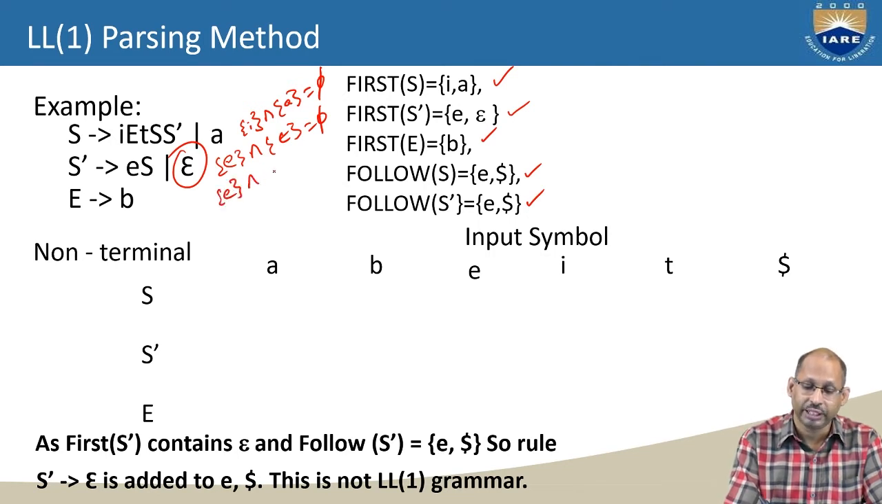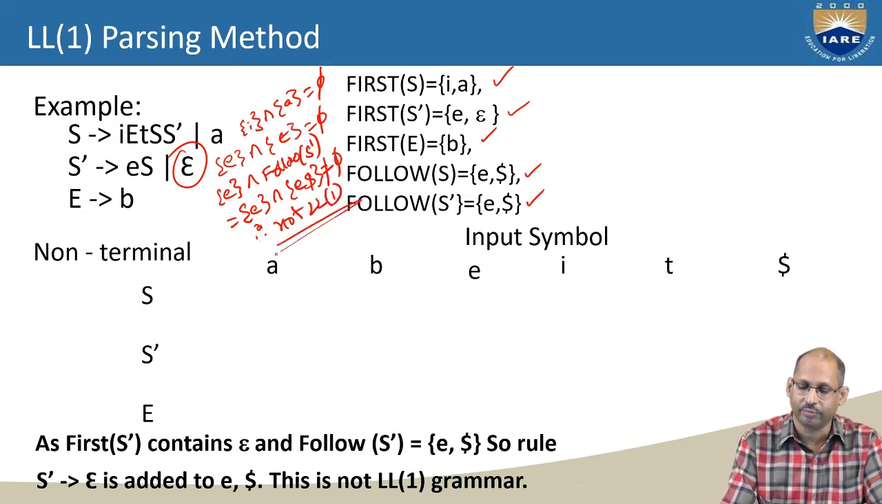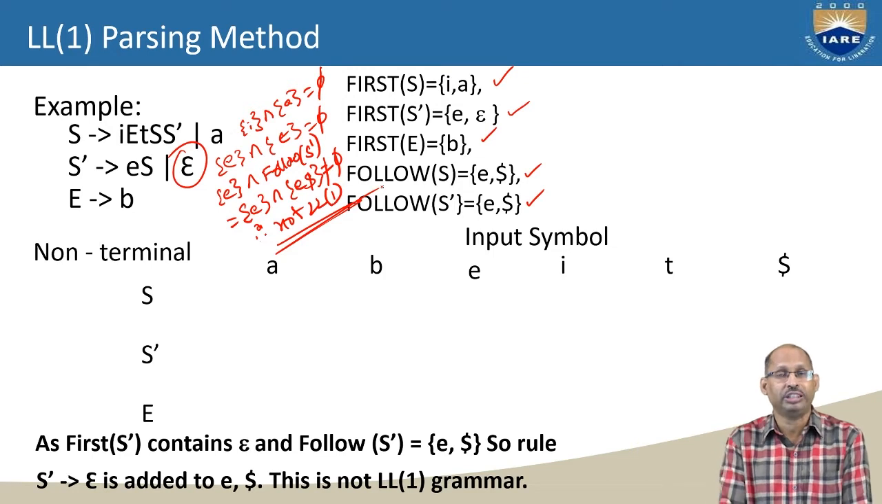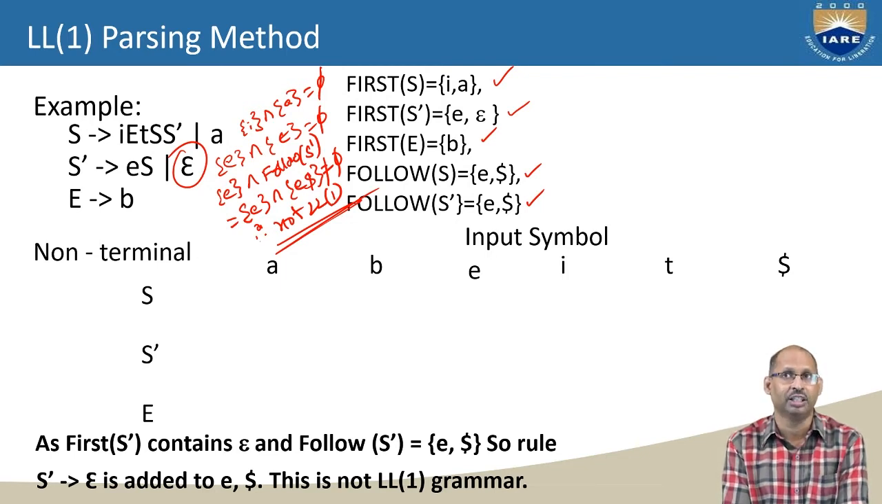In such a case, what do we have to check? The intersection of E and follow of S dash, which gives E and dollar, not equal to empty. Therefore, it is not an LL1 grammar. Since one production of S dash is epsilon, we have to consider the intersection of the other production's first set and follow of S dash. We find E as the common one. Then simply we can say it is not LL1.